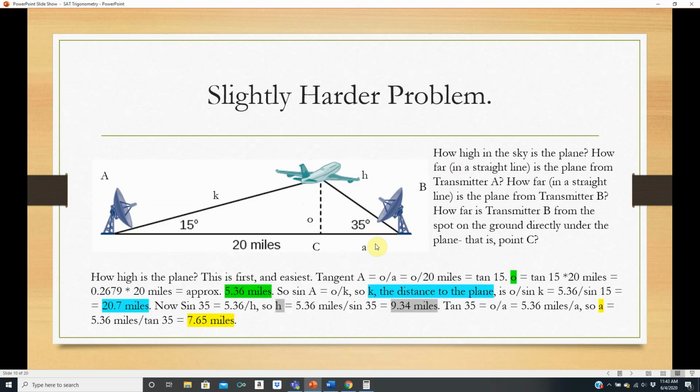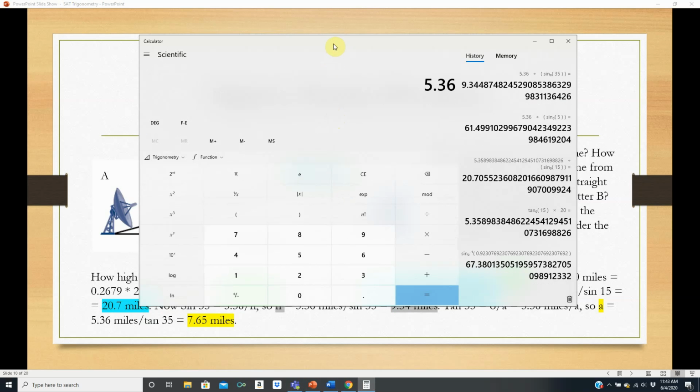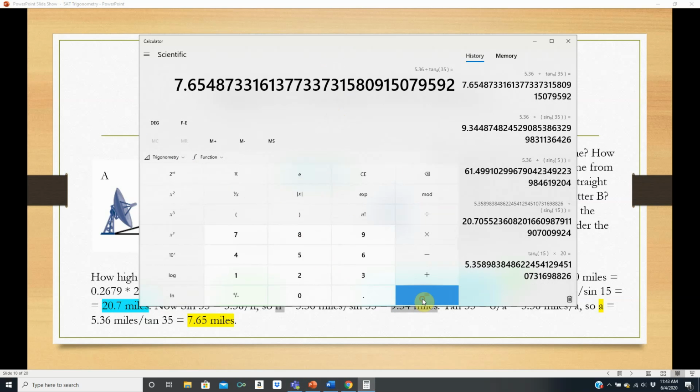All right, so the tangent of 35 is going to be the opposite, that is O, over A. So we know that that's going to be 5.36 miles over A. So A is going to be 5.36 miles over tangent of 35, which is 7.65. And that checks out, as we can see here.